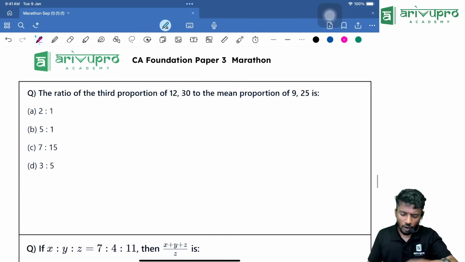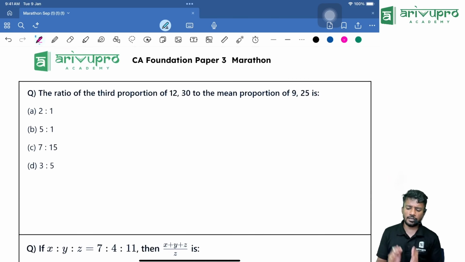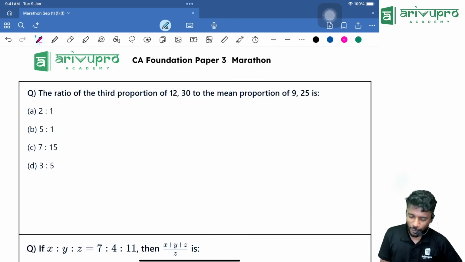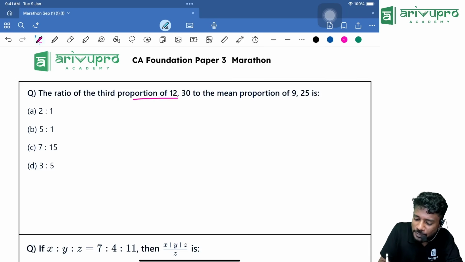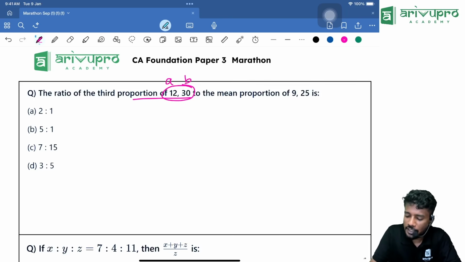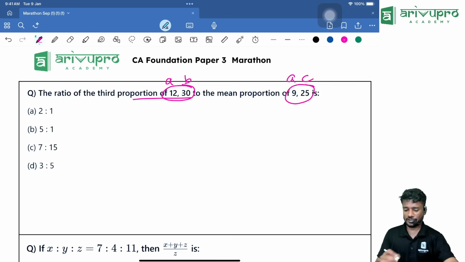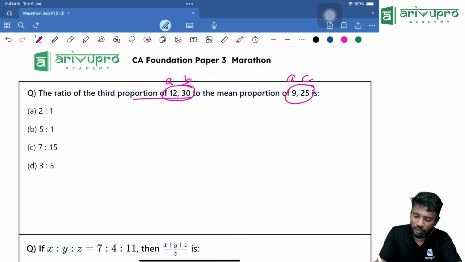The ratio of the third proportion of 12 and 30 to the mean proportion of 9 and 25 is what? Now, how to find this? Ratio of the third proportion of 12 and 30. That means A and B are given here. Then here, A and C are given. So find the value of C over here.